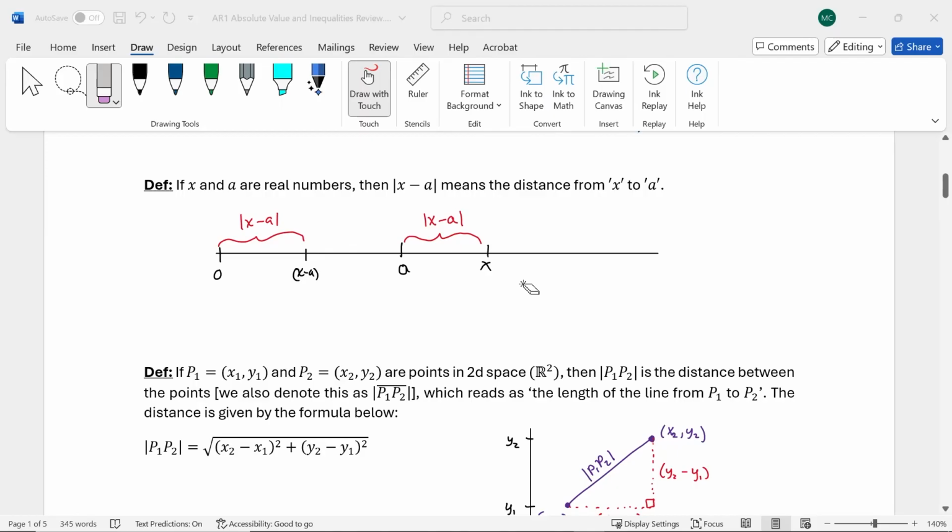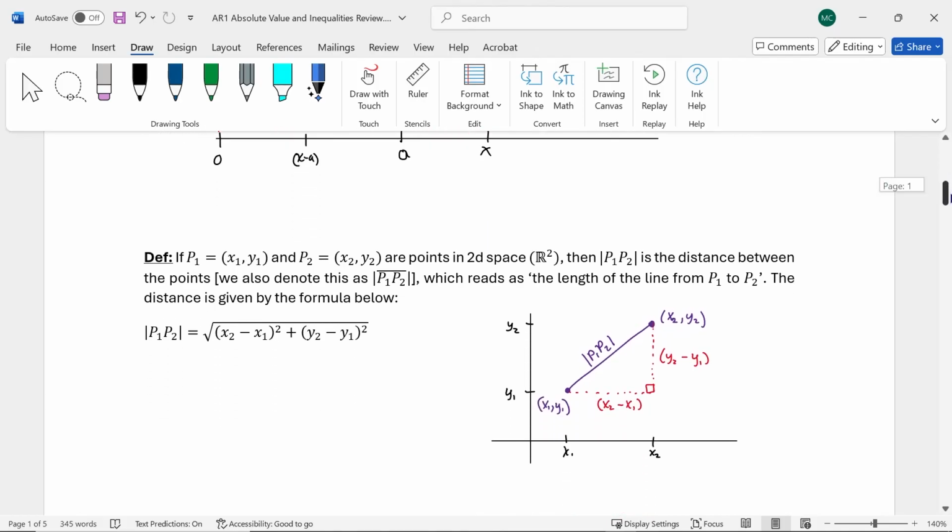Okay, so when we look at this on the number line, what do we see here? We see if we look at x minus a, the absolute value of x minus a is the distance from 0 to that number x minus a. But we can also look at the distance between x and a, and we see that this is going to be the same exact distance as the distance from x minus a to 0, right? So we can expand our definition of the absolute value to say that if we look at the absolute value of x minus a, we're talking about the distance between x and a.